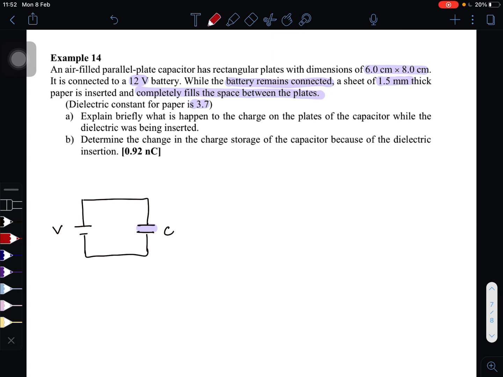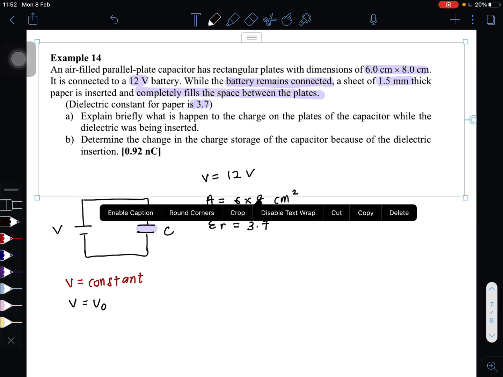So you must remember, when the dielectric is inserted while the capacitor is still connected to a battery, V is constant. That is what is important, you must remember: V is constant. So let's write down the information that we have. Voltage is 12 volt, so this means V will be equal to V0. And then the area given is 6 times 8 cm square, and the dielectric constant for the paper is 3.7.